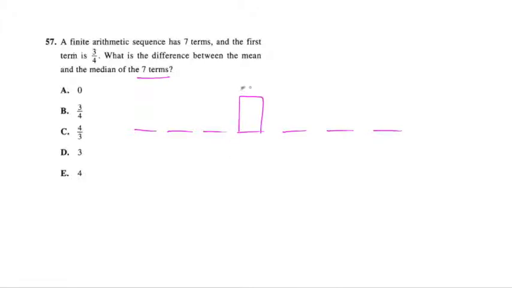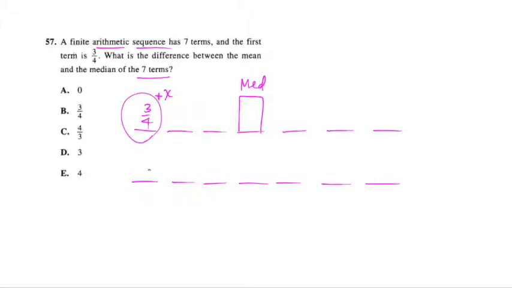Obviously this one is going to be our median. The mean is all 7 numbers added up divided by 7. They tell us that the first term is 3/4, and they tell us that this is an arithmetic sequence, meaning that each successive term is some number added to the previous term. We'll just call it x. So 3/4 plus x gives you your next term, and then that term plus x gives you the next term, and so on.